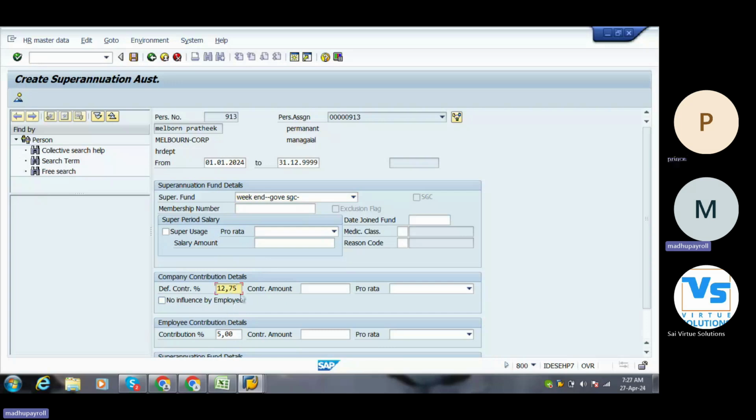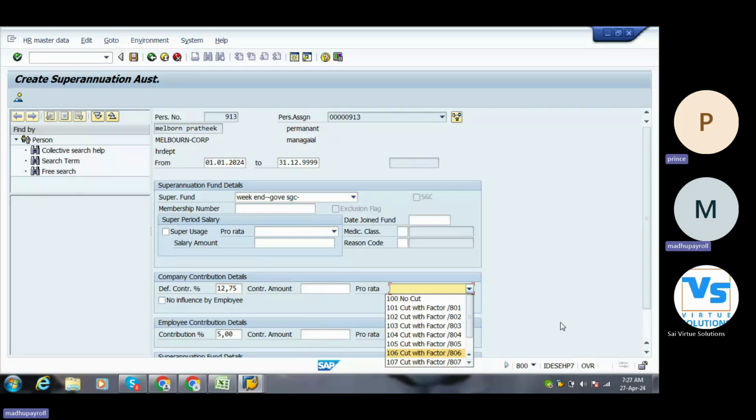Or else, if it is not percentage based, Madhu, and it is only a fixed amount, then you can specify a fixed amount also. Then pro rata. Pro rata means if an employee took a leave of 15 days, is it prorated or not? If it is prorated, how it is prorated here? This is slash 801, slash 816.